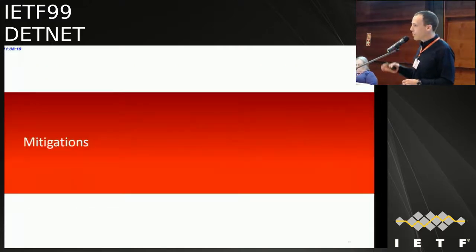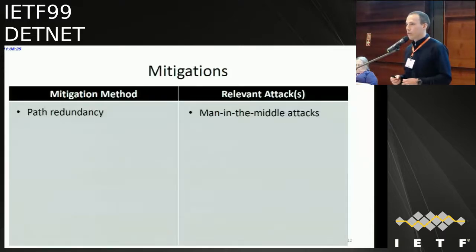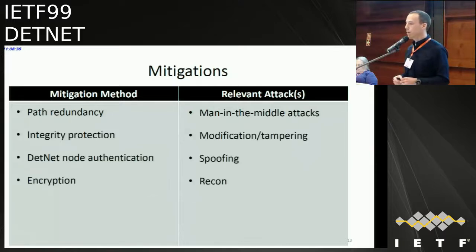So we talked about threats, we talked about impacts. Let's talk a bit about some of the mitigations we can use. Obviously path redundancy is built into the DetNet architecture. It can help mitigate various man-in-the-middle attacks. If we use integrity protection or authentication methods, it can help to mitigate spoofing and modification attacks.